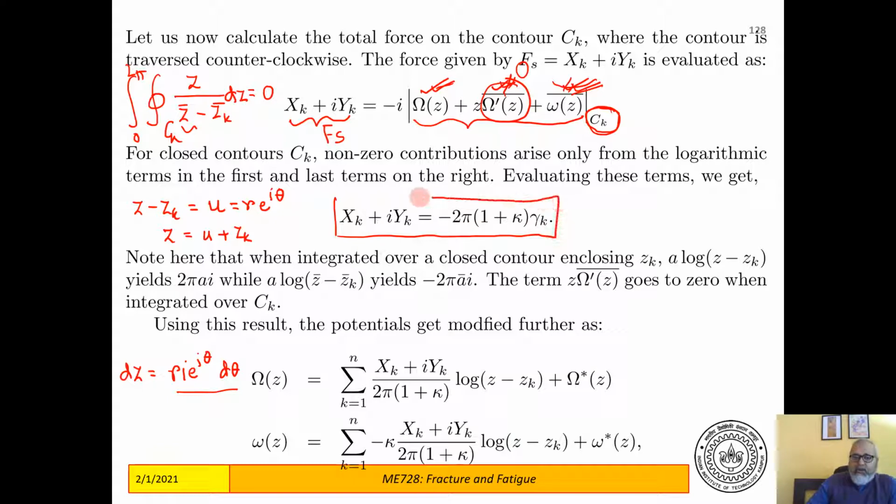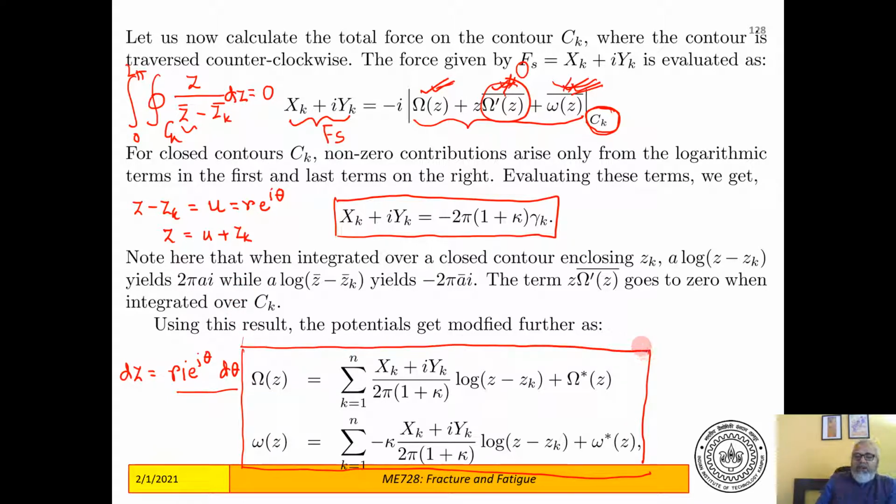So you will get that gamma k is equal to xk plus i yk divided by minus 2 pi (1 plus kappa), and we put that into both the equations, and these are the final set of potentials that we get inside this contour C naught.